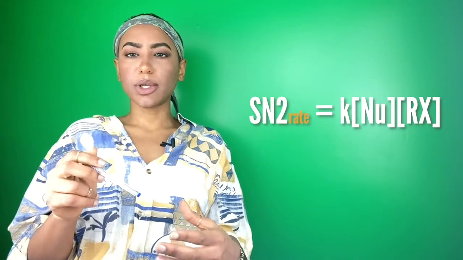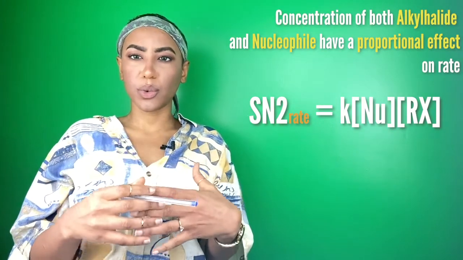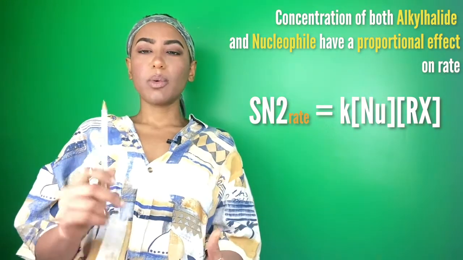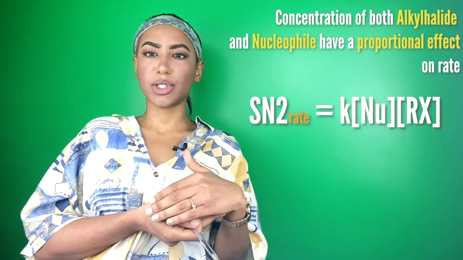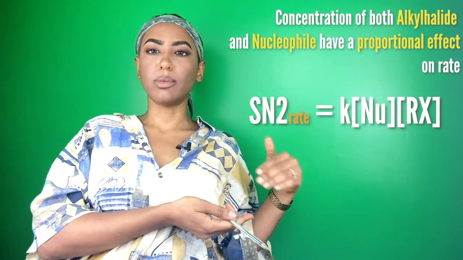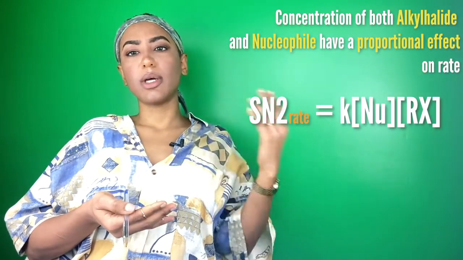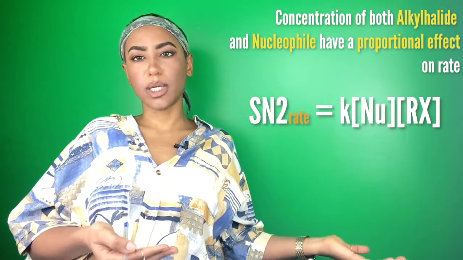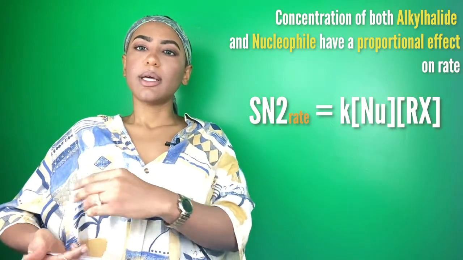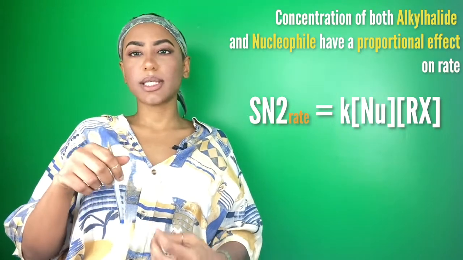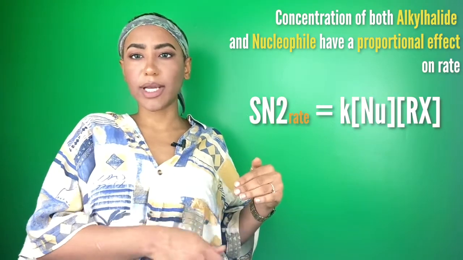The rate equation also shows that the concentrations of the nucleophile and alkyl halide both have a proportional effect on the rate of reaction. And what that means is that if we were to double the concentration of nucleophile in the reaction mixture, the rate of the SN2 reaction will double. If we were to double the concentration of alkyl halide in that reaction mixture, the rate of the reaction will double. If we were to double the concentration of both nucleophile and alkyl halide, then because both of these things have a proportional effect on the SN2 rate of reaction, we would expect the rate of that reaction to quadruple.